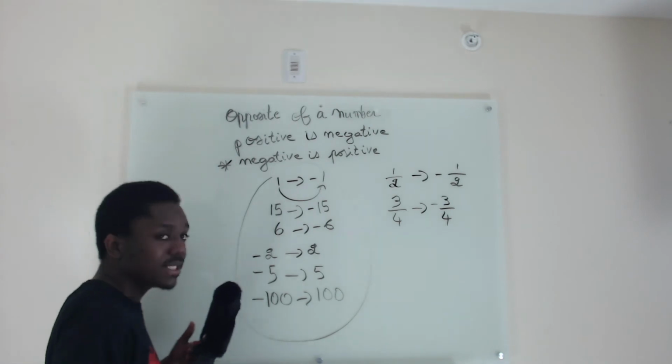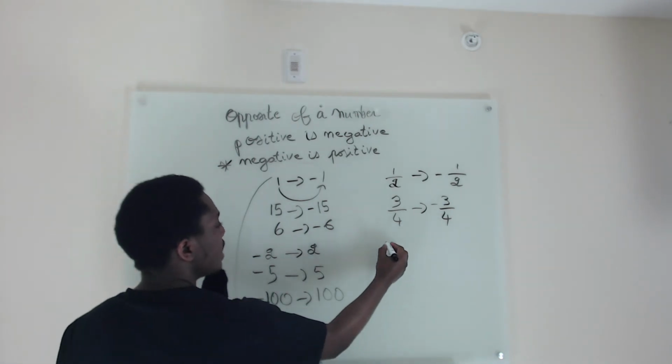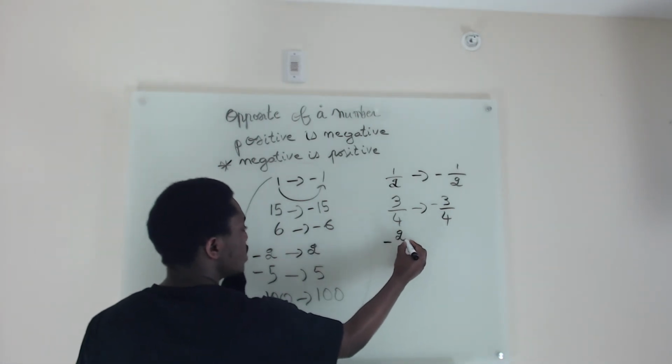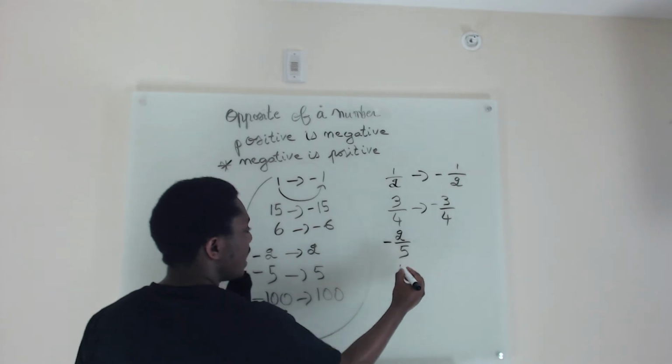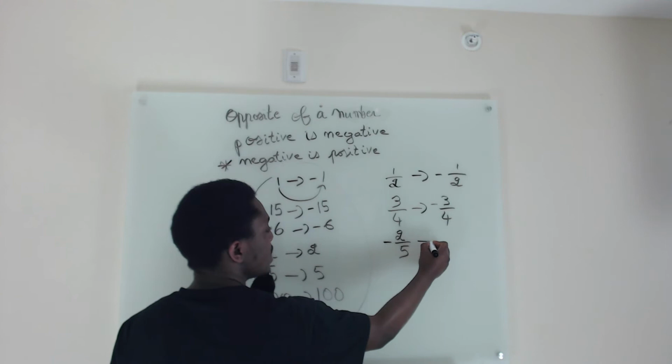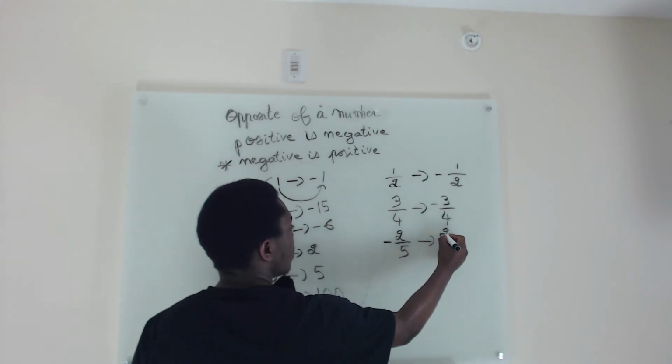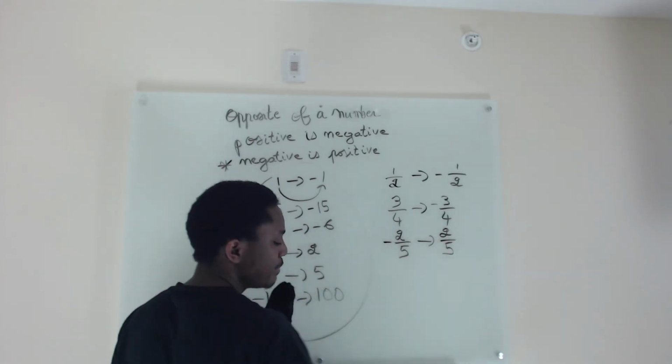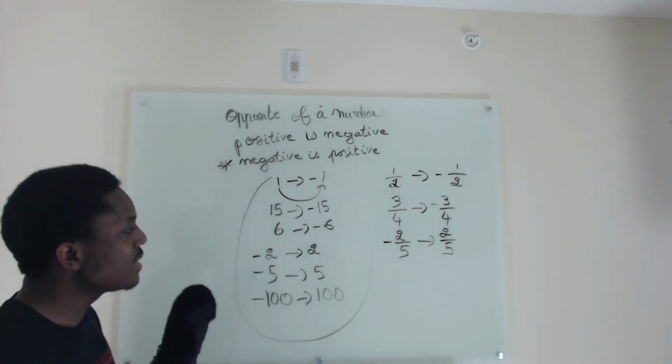So now if I take another fraction, let's say negative 2 divided by 5. So the opposite of negative 2 divided by 5 is what? 2 divided by 5. So now you may be wondering, this is very simple.